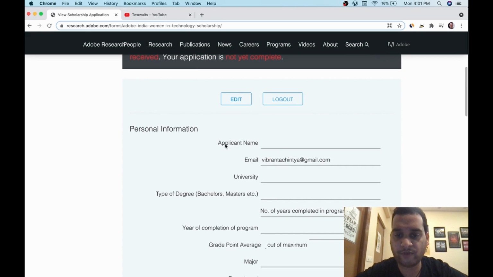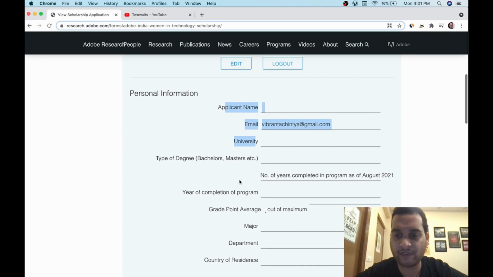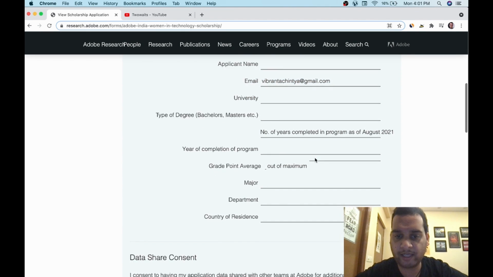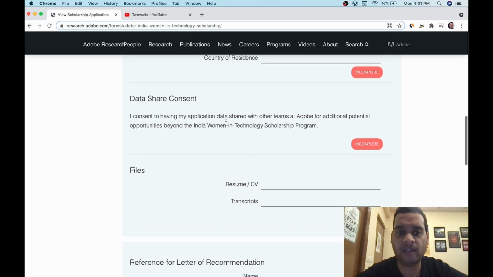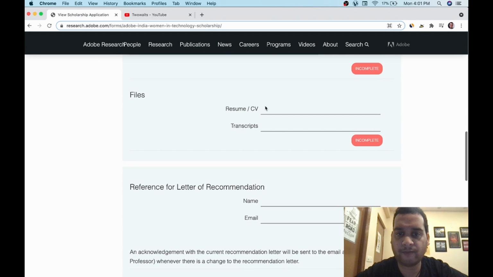Let's look at what you have to fill: name, email, university, type of degree, when it is completing, year of completion, grading point, major, department, country of residence. These are the normal things you can fill. Data share consent, you just have to accept it. You then have to upload your resume or CV, and your transcripts, which are mostly your mark sheet, etc.